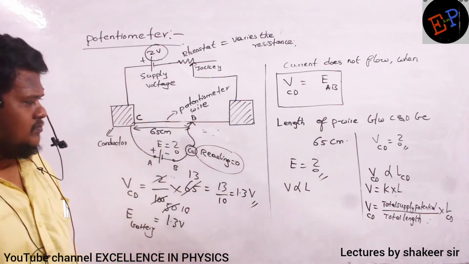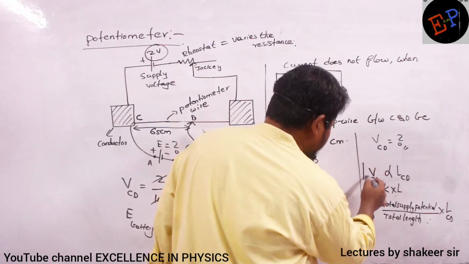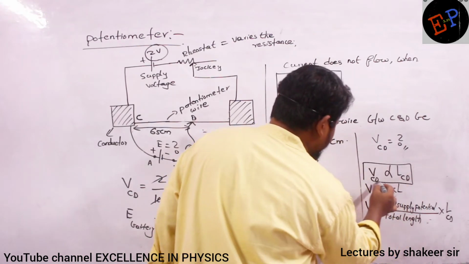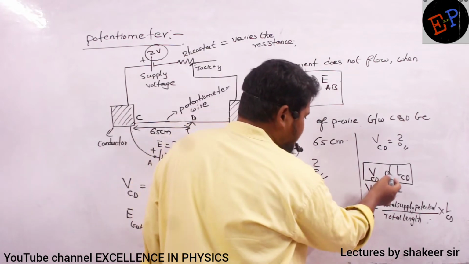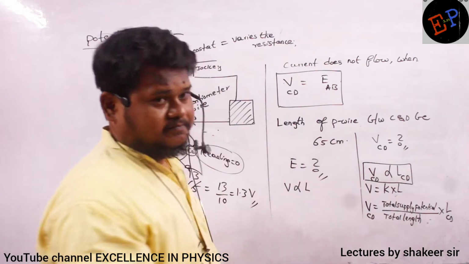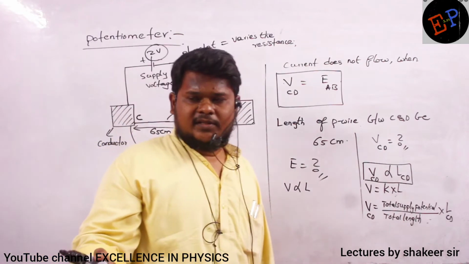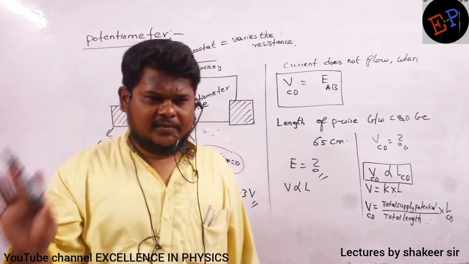Write down. So this is the equation which you should remember. The potential drop between two points is directly proportional to length. And what is that proportionality constant? That proportionality constant is K, where K is the total potential divided by the total length. Is it clear? That's all.